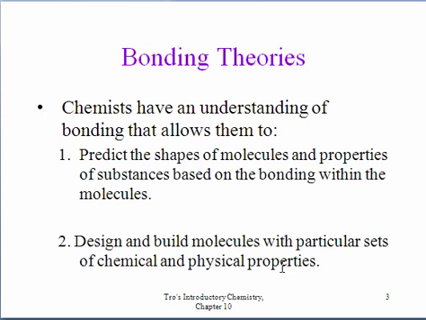occur. Some of the powerful tools we've gotten from our bonding theories is it allows chemists to predict the shapes and properties of molecules based on the type of bonding there is within the molecules. This has allowed us to design and build molecules with a particular set of chemical and physical properties. So an example would be the designing of medicines or drugs to fulfill a certain purpose. These kind of tools and knowledge are critical in chemistry.